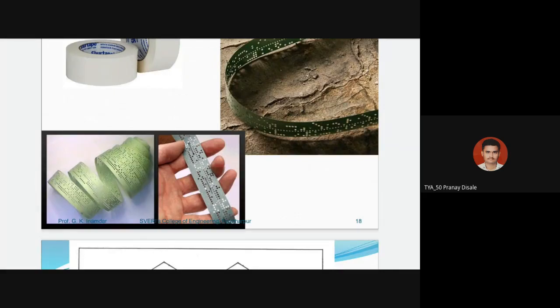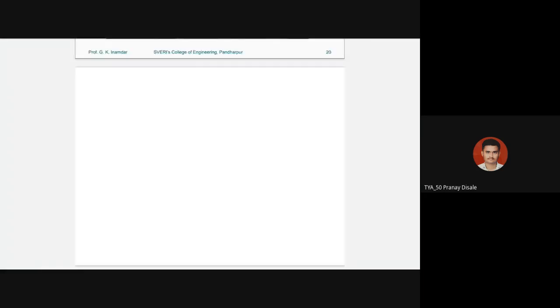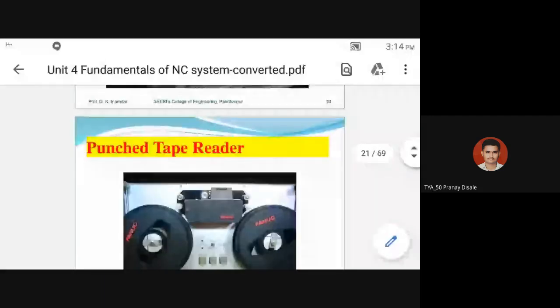Inner programming is also there, with the values of different codes, which we have also studied. These are the different tape readers. We have studied punch tape readers also, and punch tape.